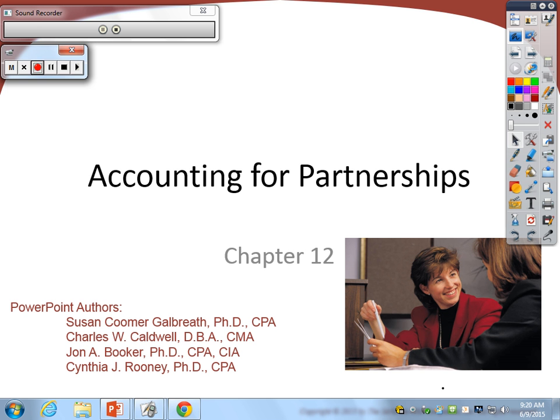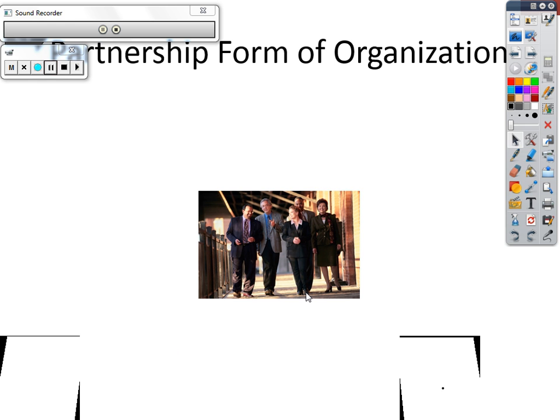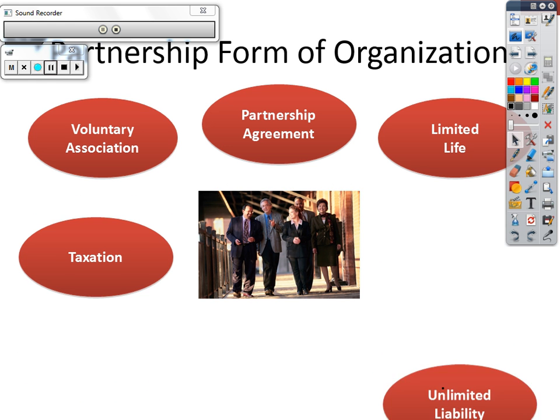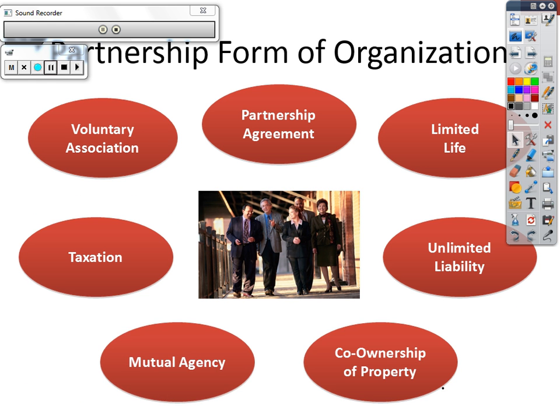Accounting for partnerships is what we're talking about today. And let's start with that. Just first defining what a partnership is.